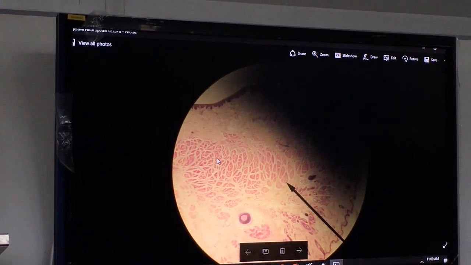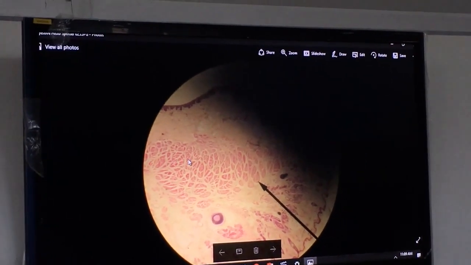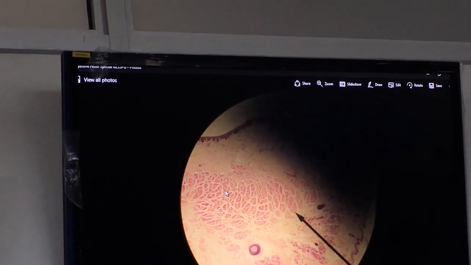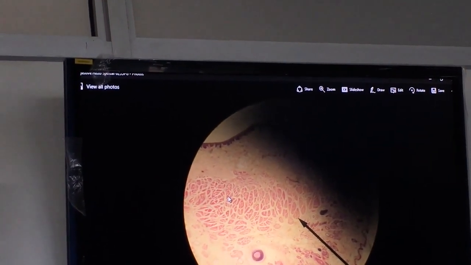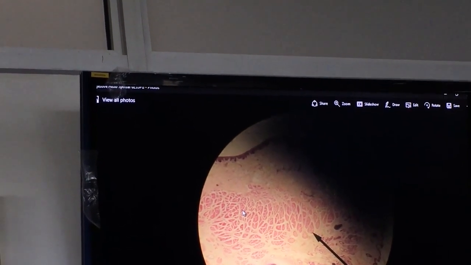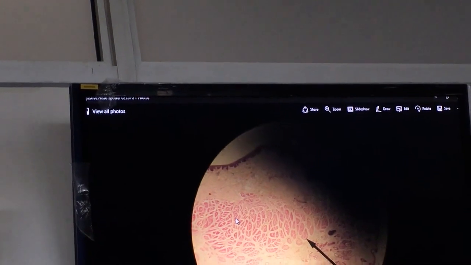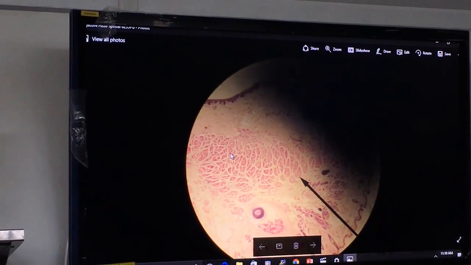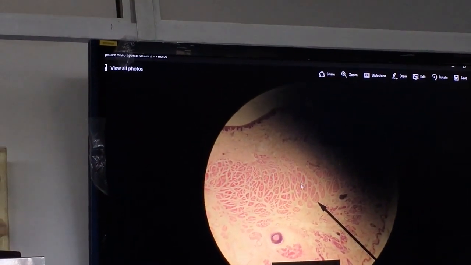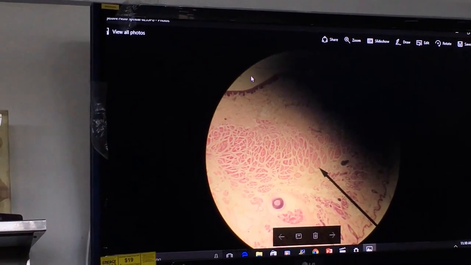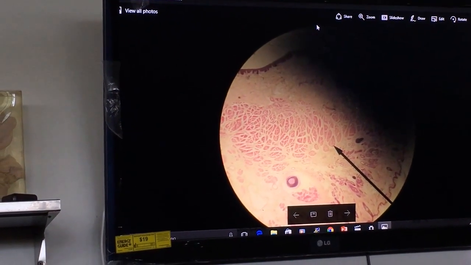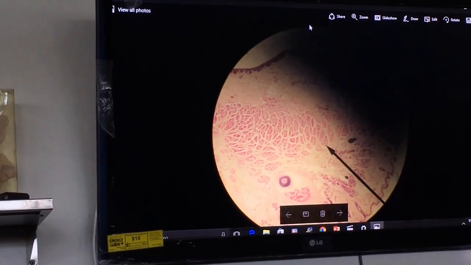Okay, guys, this is a slide of the lip, and the muscle in the middle is the orbicularis oris. What's the nerve supply? Facial nerve. What's the sensory supply to the part crossed by the pointer? You can either say submental nerve, inferior alveolar, or infraorbital nerve. Good. Now, this layer here is the cutaneous layer, and this layer is the mucosal layer. What is the part between the two? Vermilion border. Thank you.